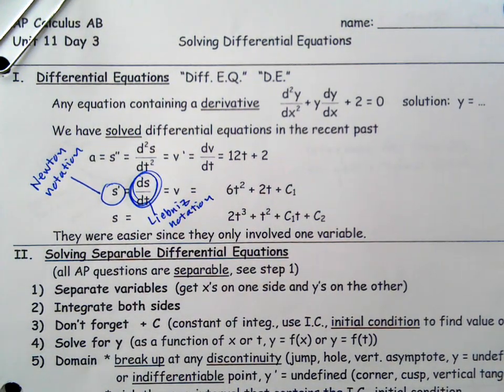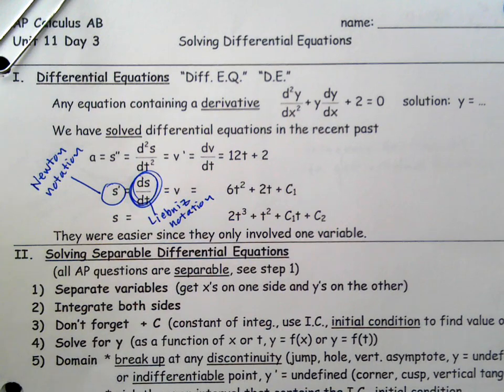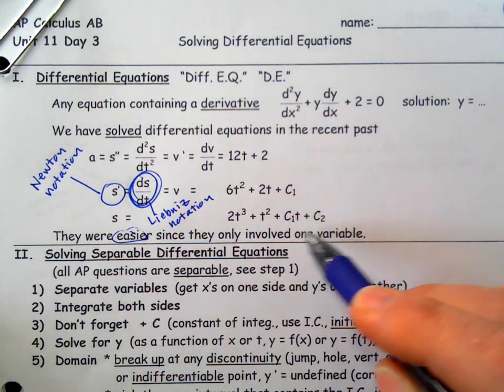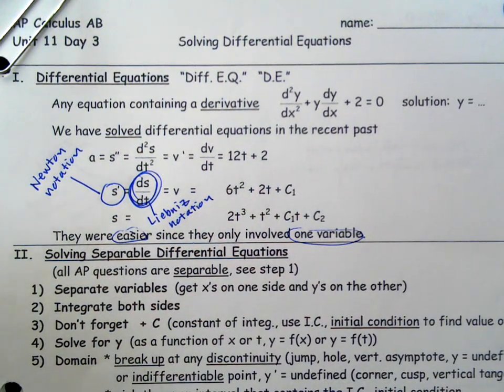Now, the equations that we've been undoing the derivatives for this chapter or this semester have usually been kind of easier because they only involved one variable, but we're going to start to see derivatives with y's in them, and that makes things a little more interesting.